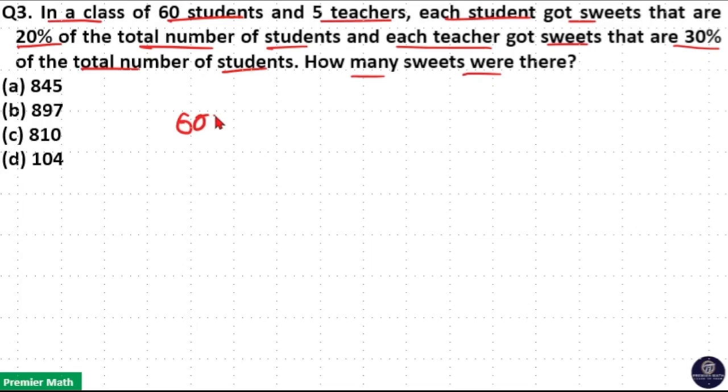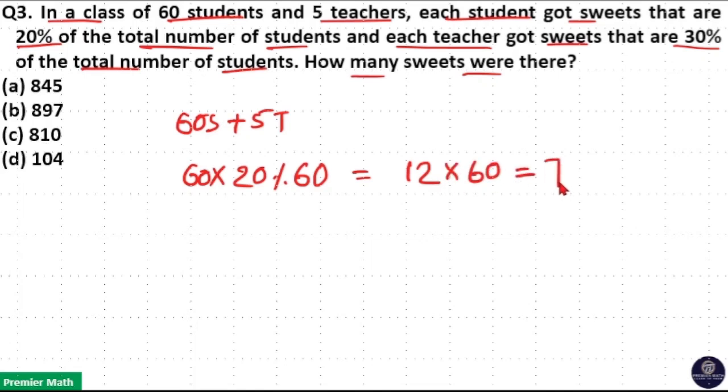There are 60 students and 5 teachers. Now, each student got 20% of the total number of students. Total number of students is 60. So, here 10% of 60 is equal to 6. Then 20% is equal to 12. That means one student got 12 sweets. Then 60 students got 60 into 12, which is equal to 720.